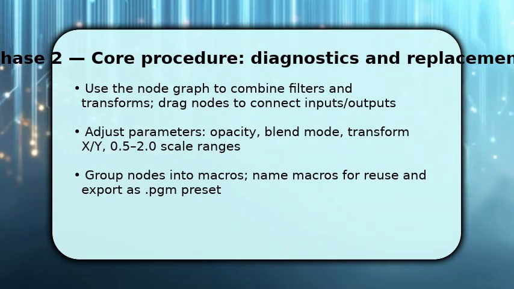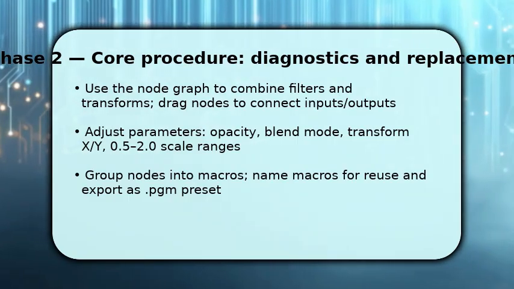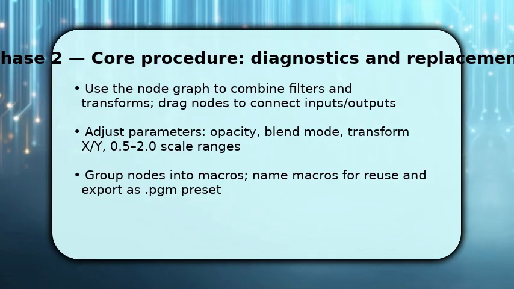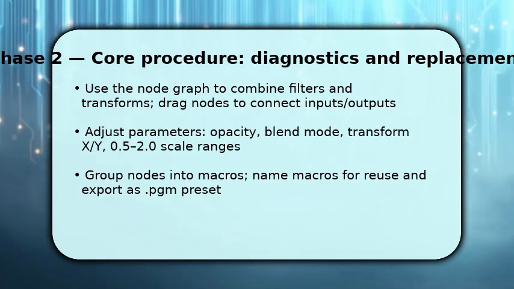You now move into the core editing loop where Panda Gfx's node graph is central. Connect nodes by dragging outputs to inputs to compose filters and transforms. This visual flow shows how data moves so you understand cause and effect.